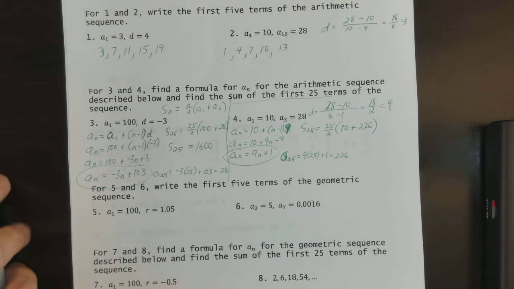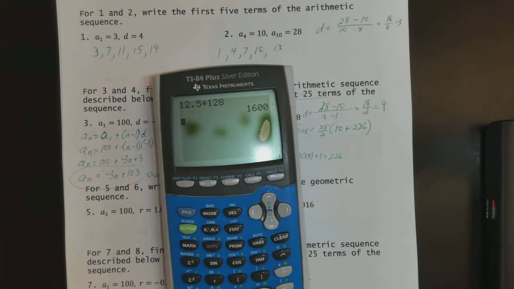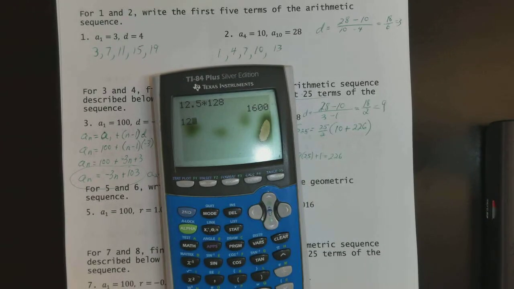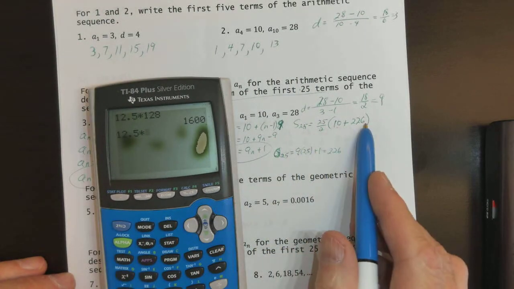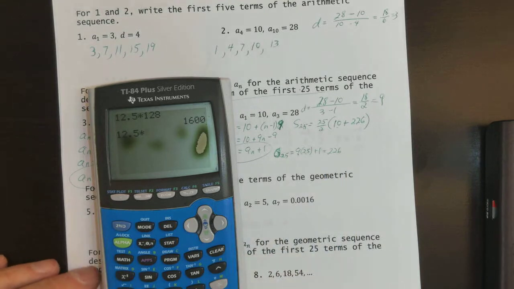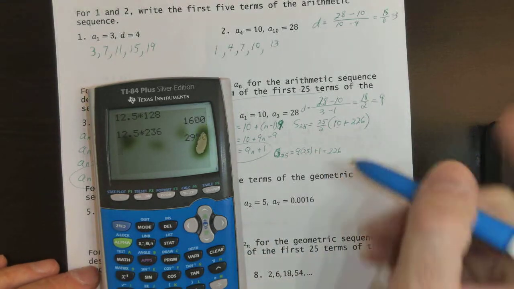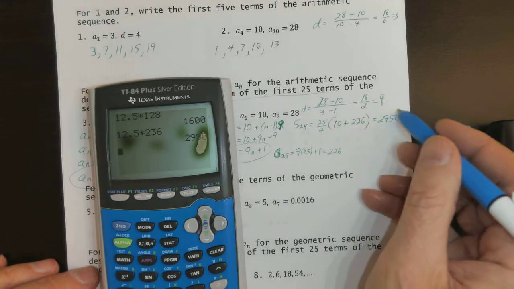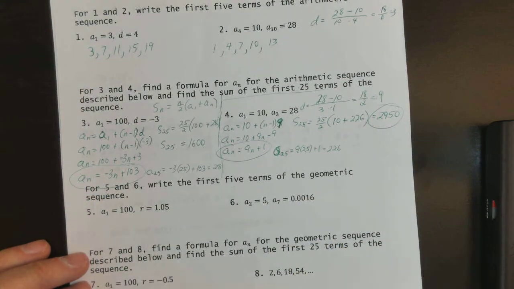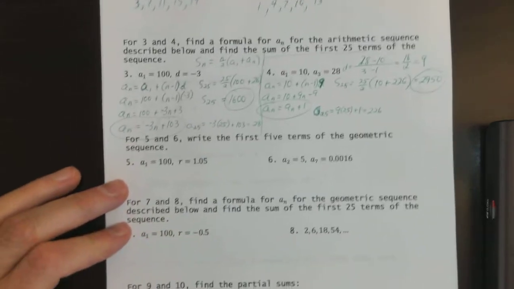And let's take that 12.5 and multiply that by 236. That's what those add up to, and I'm looking at 2,950. Circle that one too. All right.